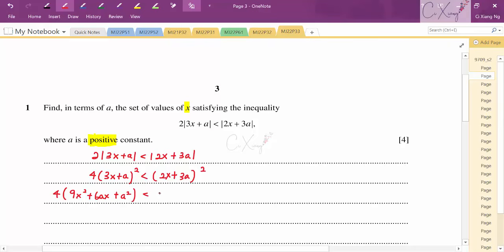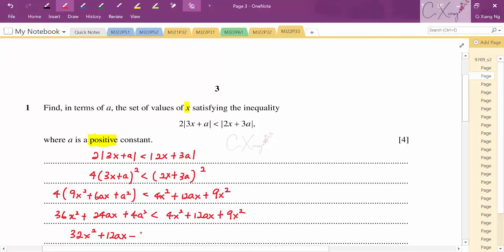So I try to expand it first, then multiply the 4 in. Eventually, if I simplify and move all the terms to one side, I will have this quadratic inequality.